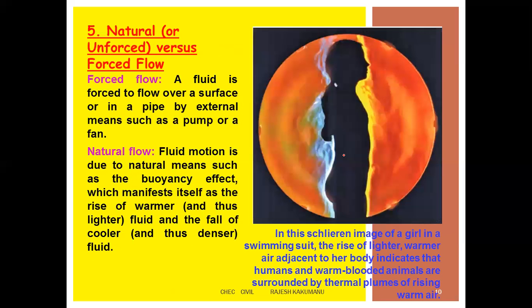Next, the fifth one is natural or unnatural flow, that is, forced flow or natural flow. In forced flow, a fluid is forced to flow over a surface or in a pipe by external means such as a pump or a fan. Simple. When you switch on the motor from your board, the water is pumped by force to the top tank.